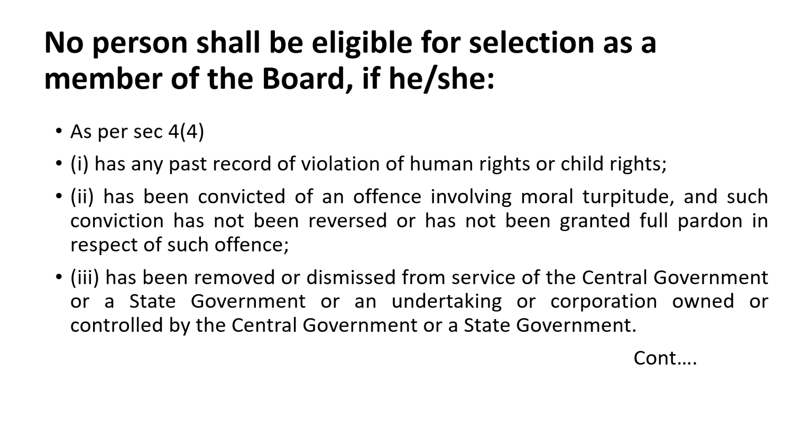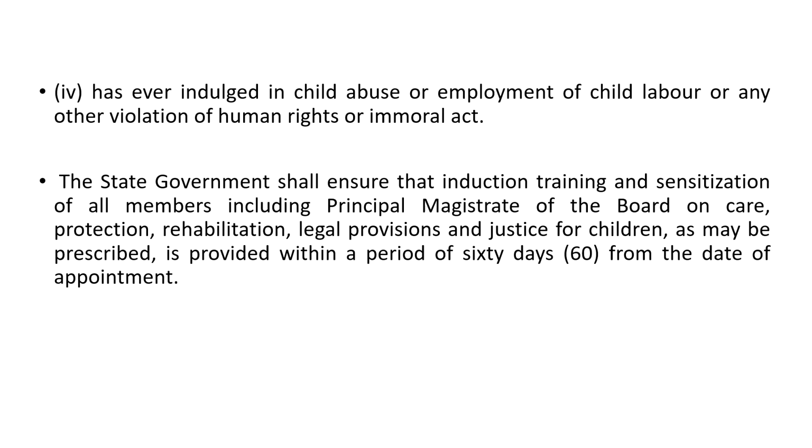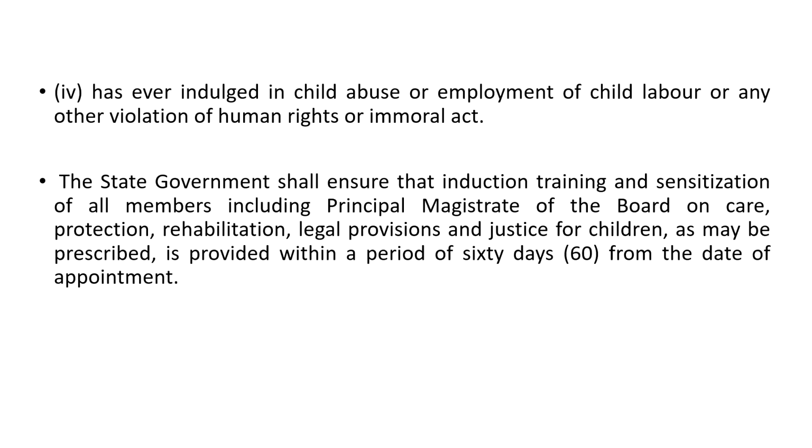In other words, any person with a tainted past cannot be appointed as a member in the Juvenile Justice Board. Anyone who has ever indulged in child abuse or employment of child labour or any other violation of human rights or immoral act. As I said earlier, no person with a shady past or a shady history is selected for the Juvenile Justice Board. The state government has also ensured that the training and sensitization of all the members, including the principal magistrate, has been made mandatory within a period of 60 days from their appointment.